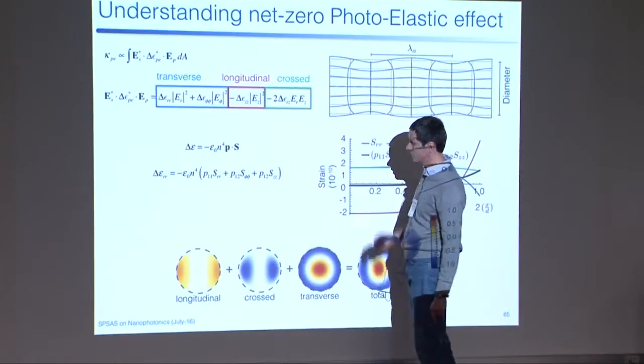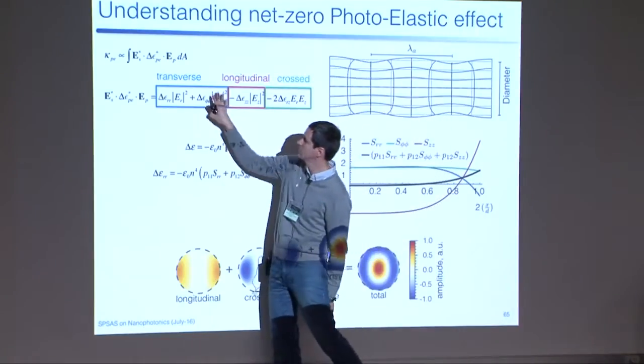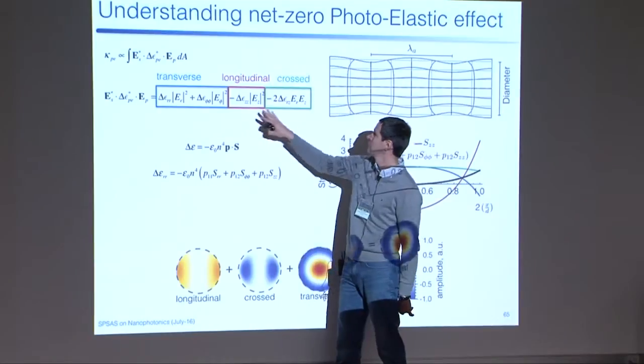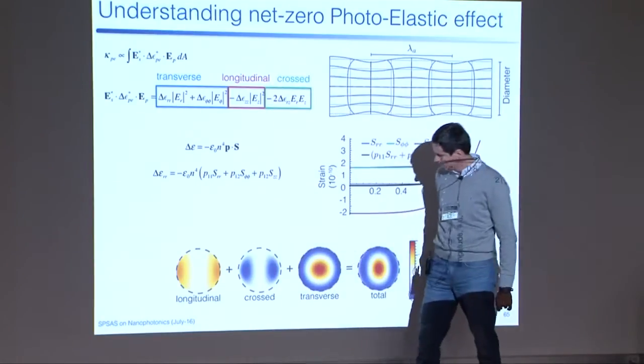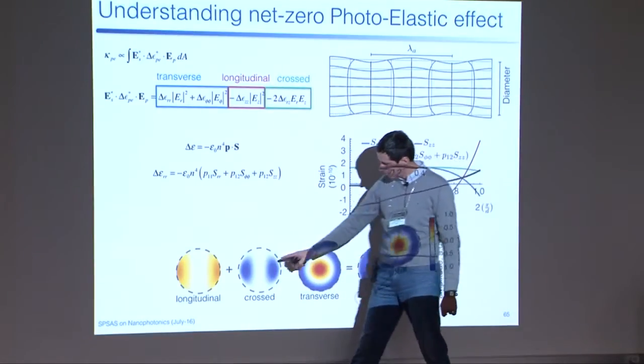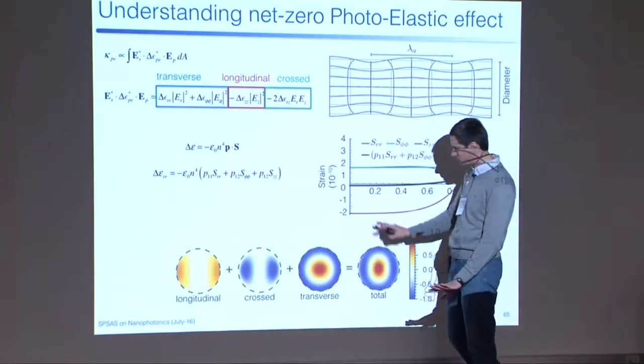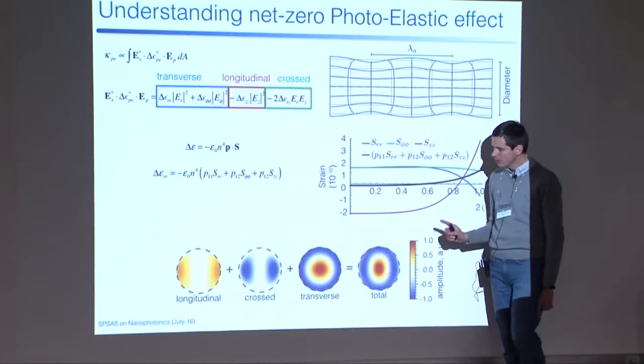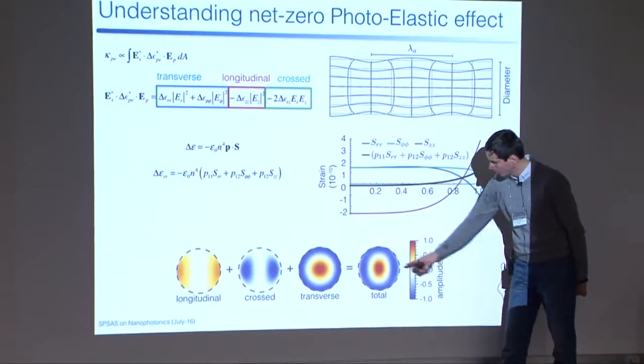I know the acoustic modes. I can calculate what this distribution in area is for the transverse, for the longitudinal, for the crossed. And they are all here. For the transverse, there is crossed, and longitudinal. And my scale is arbitrary from minus 1 to 1. What do you see? And this is the total.